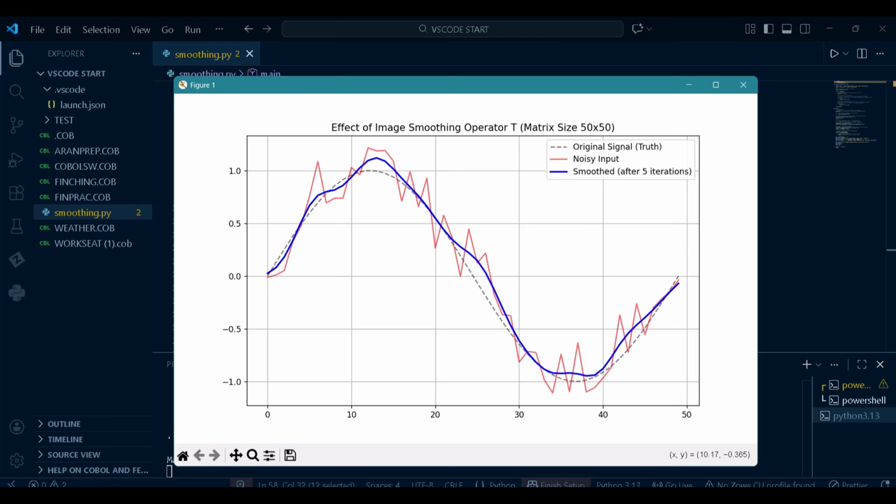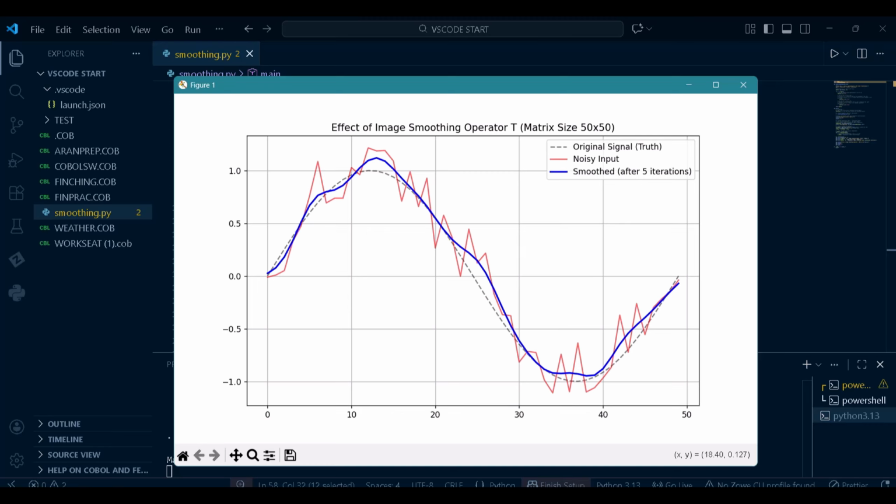To further elaborate, the red line represents our input signal with random noise added to it. You can see how jagged and rough it is. This corresponds to high frequency variation. On the other hand, the blue line is the result after applying our matrix 5 times. You can see it has successfully smoothed out the noise while keeping the shape of the wave.